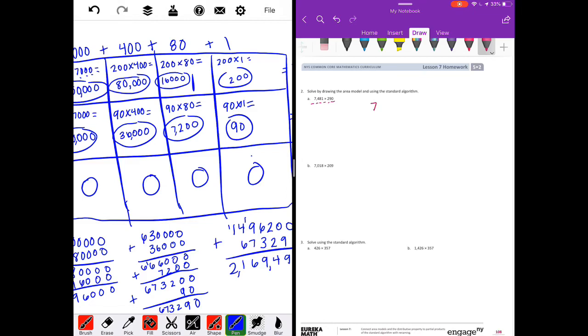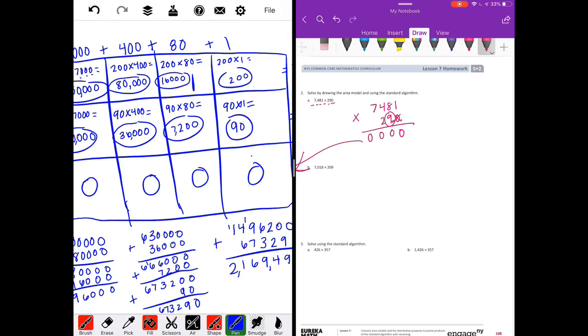So we would have 7,481 times 290. So 0 times 1 is 0. 0 times 8 is 0. 0, 0. Done with the 0, on to the tens place. So that matches, if you want to draw your arrow, that matches over here with the zeros. Then we have 9 times 1 is, or we need to put our 0 as our placeholder.